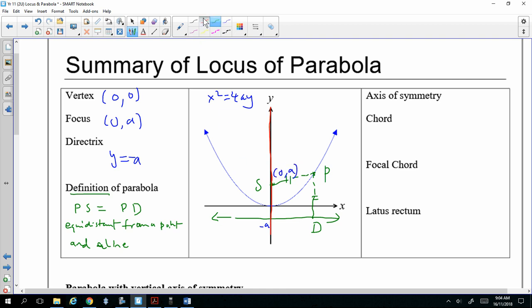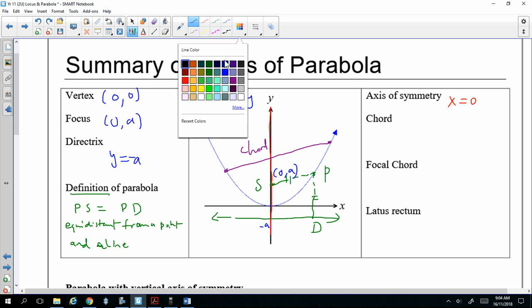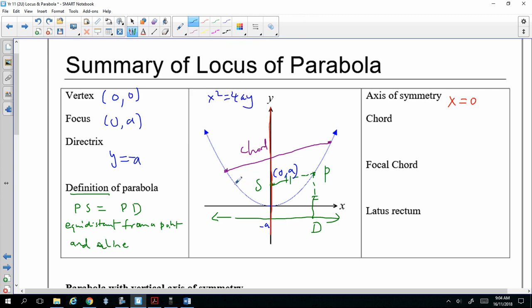We also have chord. So we're going to draw a line here. That's a chord. Actually, it's not necessarily horizontal. So that's a chord, right? And then we'll also have a different color. Are there other colors available? Not many available. All right, let's draw like this. So if I draw something through S, that's called a focal chord.